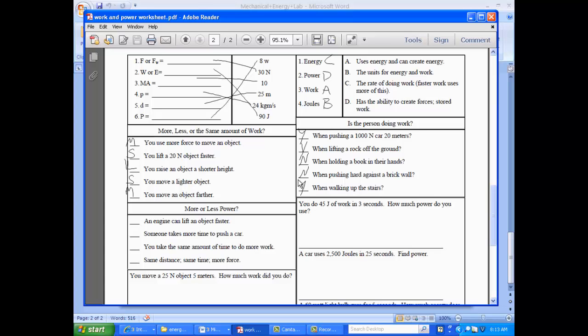Let's move to this section here. More or less power. An engine can lift an object faster. Yeah, more. So when we're working with power equals work divided by time, if we can move it faster, the time is going to be a smaller number, which means we have more power. Someone takes more time to push a car. It's going to be less power.